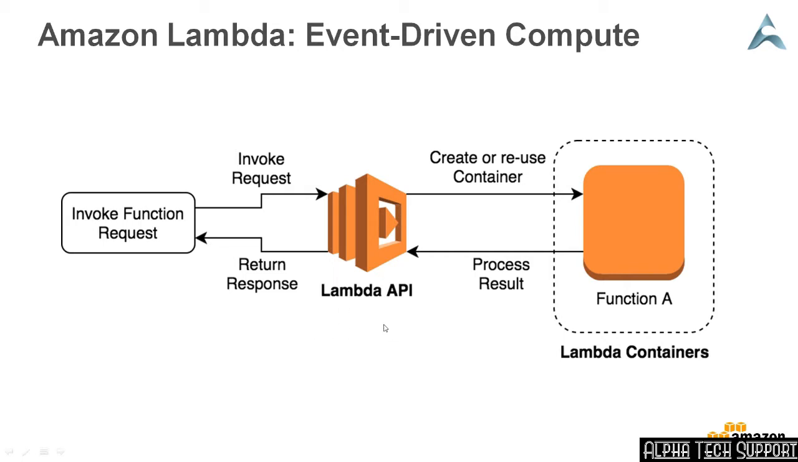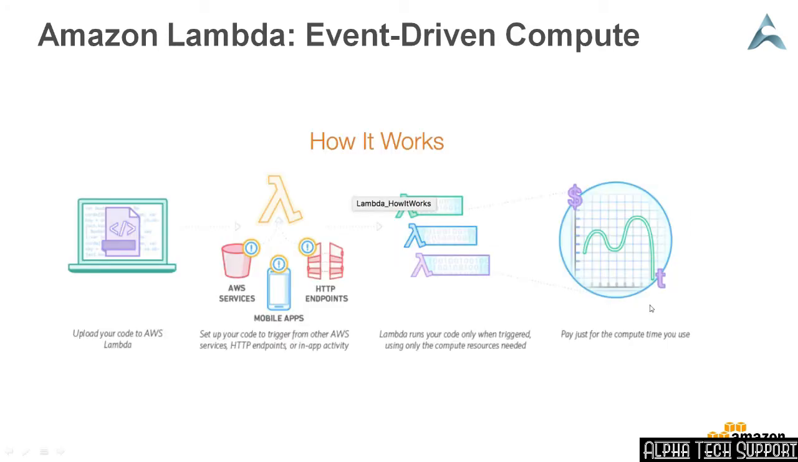For more of an example, you just need to upload your code to AWS Lambda. That could be from mobile, AWS services, or other endpoints. Set up your code to trigger from other AWS services, HTTP endpoints, or in-app activities like in-app purchases and other things. Lambda runs your code only when triggered, using only the compute resources needed. When it is not triggered, you don't pay anything. If it is triggered, you pay for that resource. You just pay for the compute time you use, not for the idle time.